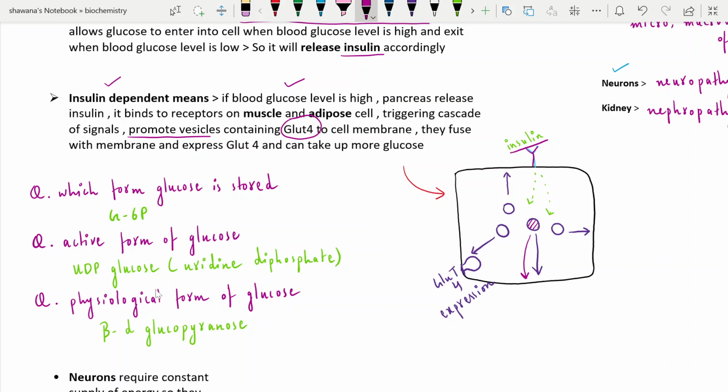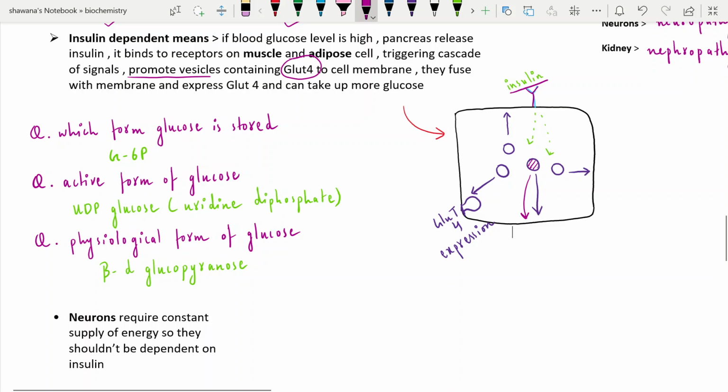What is the function of GLUT4? It's glucose uptake. So indirectly or directly, GLUT4 expression is dependent on the hormone insulin. There are also frequently asked questions: what is the storage or trapped form of glucose? It's glucose 6-phosphate. Whenever glucose comes inside the cell, it is trapped by the enzymes glucokinase and hexokinase as glucose 6-phosphate. The active form of glucose is UDP glucose, uridine diphosphate glucose. You must remember, the physiological form of glucose is beta-D-glucopyranose. So the storage form is glucose 6-phosphate, the active form is uridine diphosphate glucose, and the physiological form is beta-D-glucopyranose.